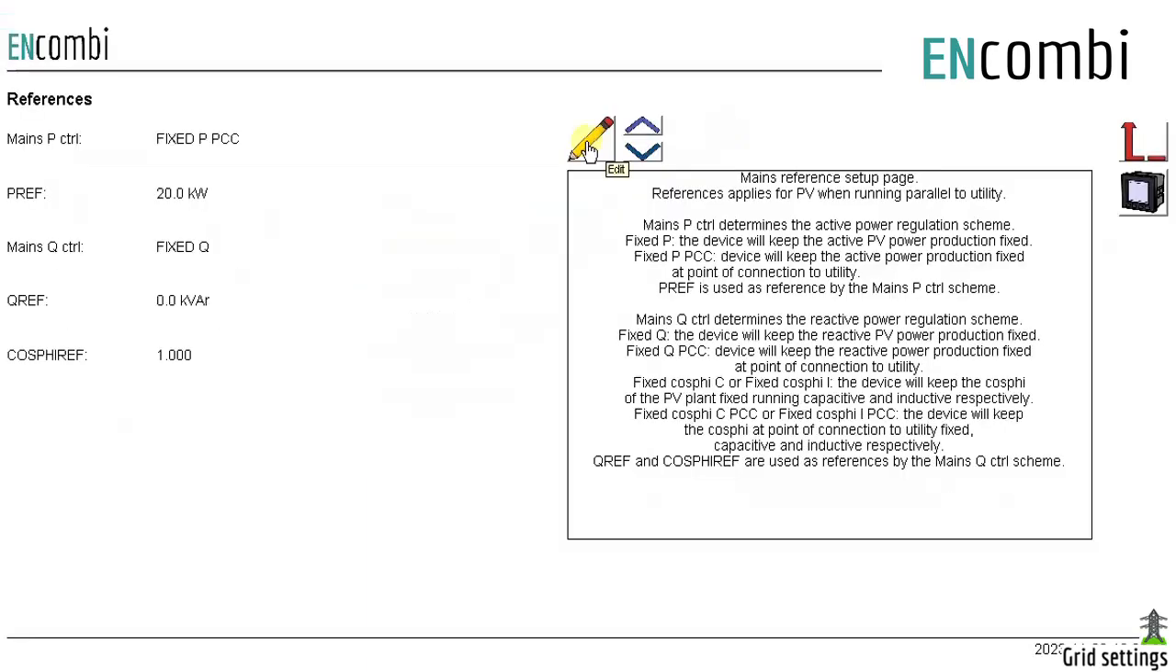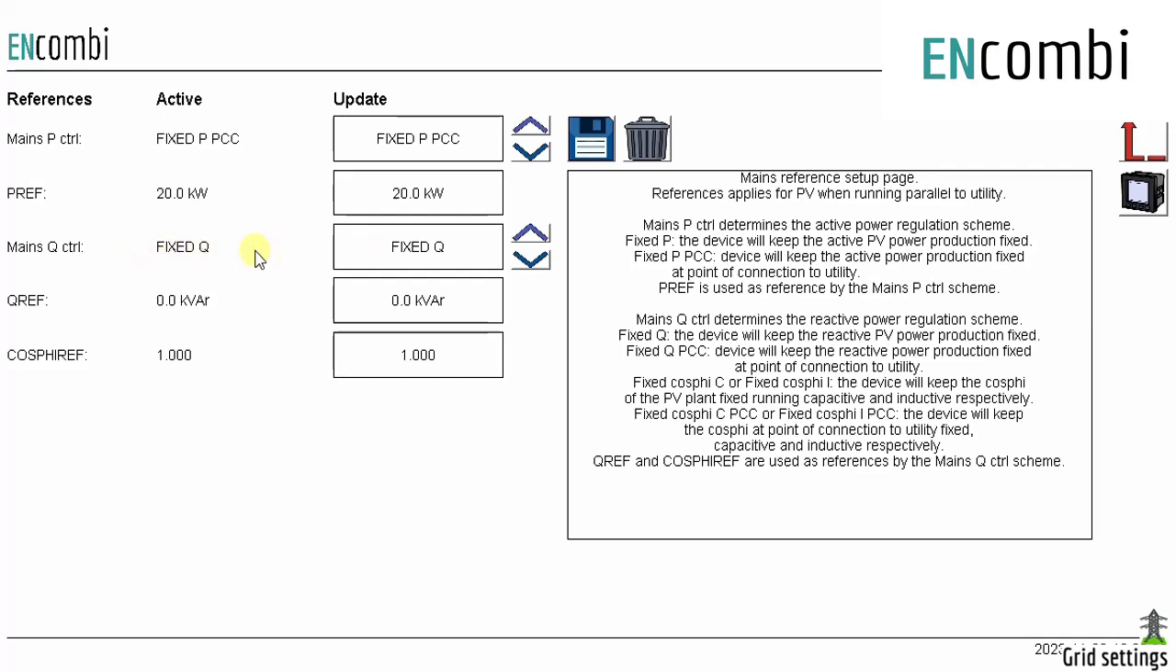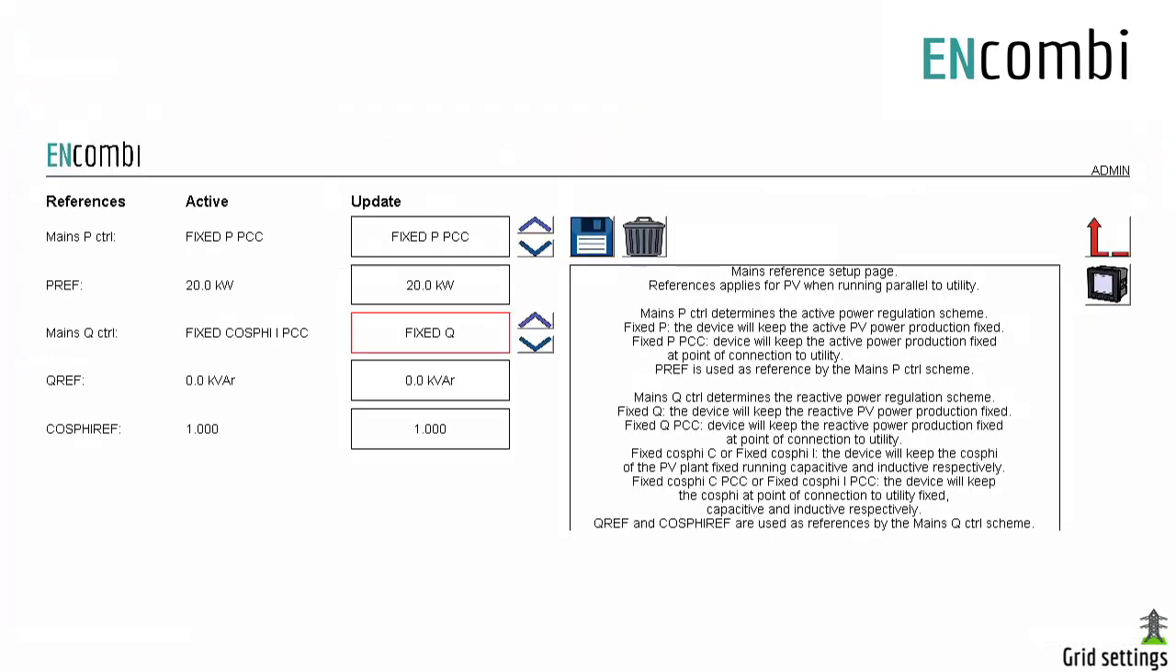Next, in the main reactive power setting, you will set how the reactive power will be controlled. The reactive power will be controlled by the ECPV2 based on the Q reference you have set on the reactive power reference. Fixed Q setting means that the main connection will produce the fixed reactive energy you have set on the Q reference.